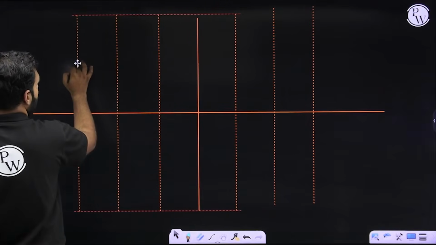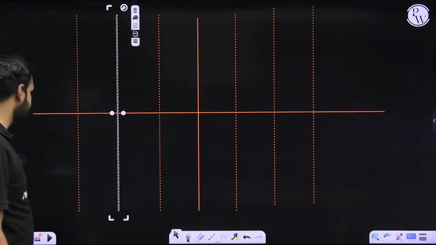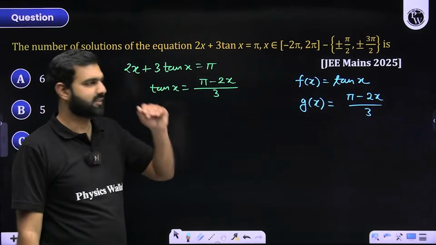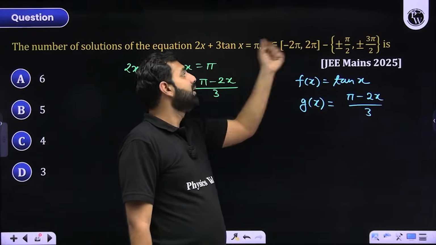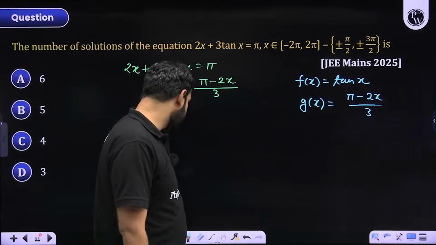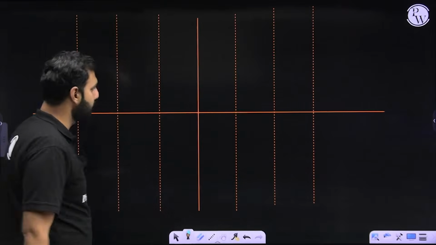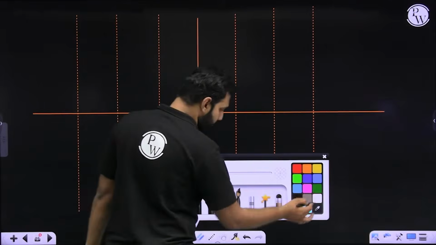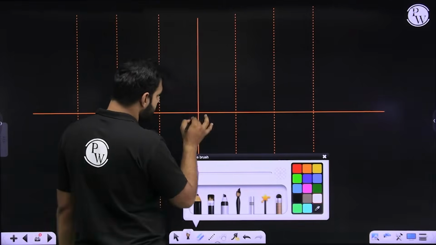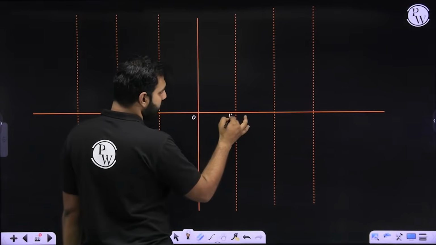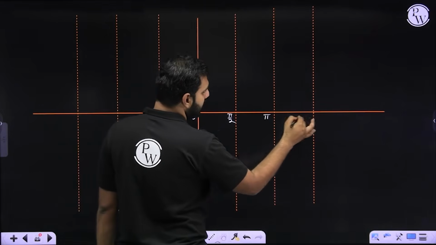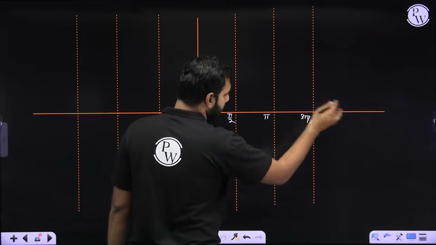Now, why did I do all this? I may have to draw some more, but let's try to figure it out. X is between minus 2 pi and pi. Okay. So I hope you know that if I am taking this as 0, we know this is pi by 2, this is pi, this is 3 pi by 2. So I'll need to draw one more line.